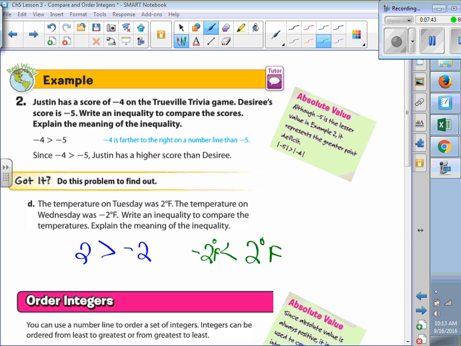When they say explain the meaning, all you have to say is that on Tuesday, since it was 2 degrees Fahrenheit, how is that compared to -2 degrees? Think about how you feel. Is it warmer or is it colder? 2 degrees is warmer because the temperature is higher than -2 degrees Fahrenheit. Is everybody clear? That's all they're asking when they ask you to explain the meaning. Okay? Got it? All right.